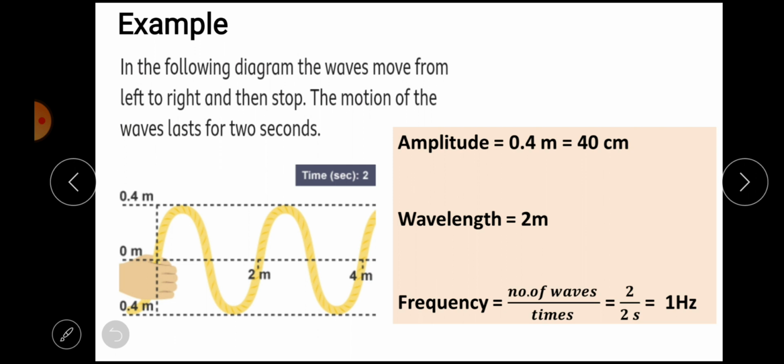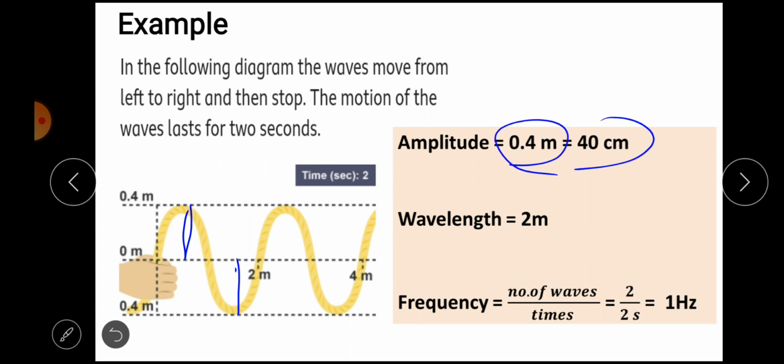So the amplitude is very simple. We say the amplitude is the maximum displacement of a point measured from the rest position, or it is the distance between the rest position and the trough, or the rest position and the crest. So this is the amplitude. The amplitude is 0.4 meters. So this is the distance from here to here. So this distance is 0.4 meters, or from here to here. So that is the amplitude. So the amplitude is 0.4 meters, or we can say it is 40 centimeters.